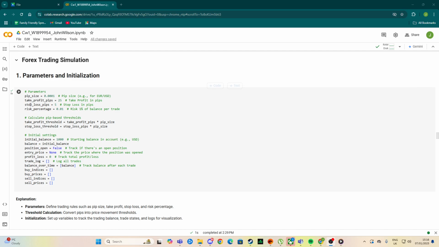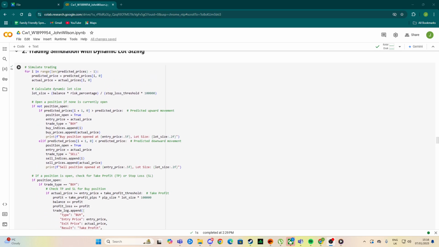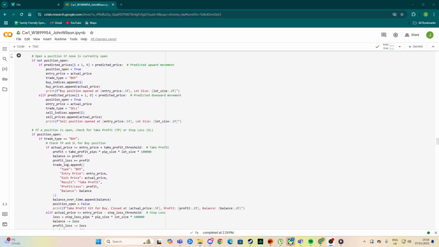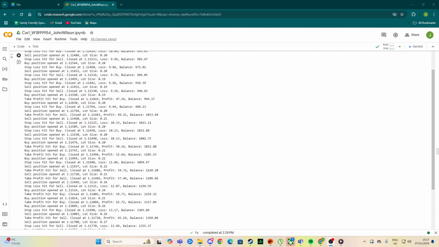And here's my trading simulation. We have our pip size. It's quite a small pip size. We take profit at 25 pips. We stop loss at 5, and we risk 1% of our balance in each trade. Here's what happens when it goes into a trade. And then when it finishes a trade, it prints out that it was a buy, the entry price, the exit price, results, the profit or loss, and my final balance for both. As you can see, it's done it here.